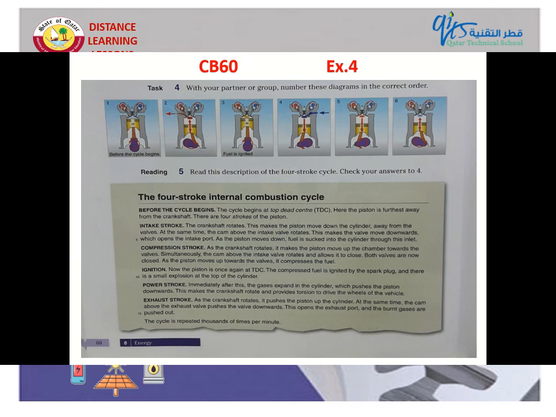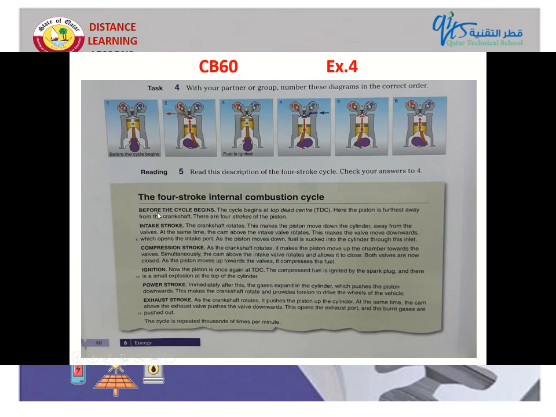So now, I want you to pause the video and try to number the diagrams in the correct order. Good. Now, you will read and check your answers. Let's read and order the first two together so that we can have enough clues on how to read and find the correct order. So now let's start.